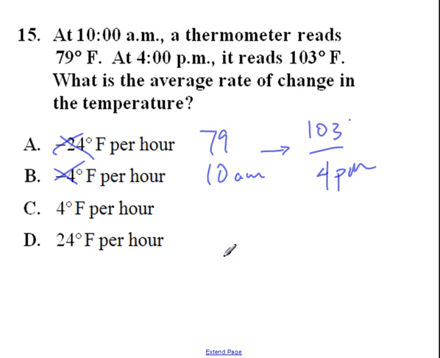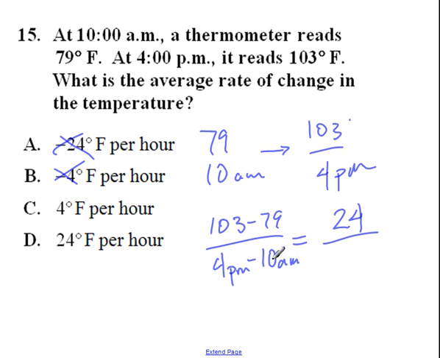So now all we have to do is just kind of, what's 103 minus 79 on top, and from 4 p.m. minus 10 a.m. on bottom. 103 minus 79, what's that, 24? And from 4 p.m. to 10 a.m., if you can't do that kind of subtraction, just count. 10 goes to 11, goes to 12, and goes to 1, 2, 3, 4. So how many hours is that? That is 6 hours. And when I divide that, I'm going to get 4 degrees per 1 hour. And C is our final answer. It's not that bad.